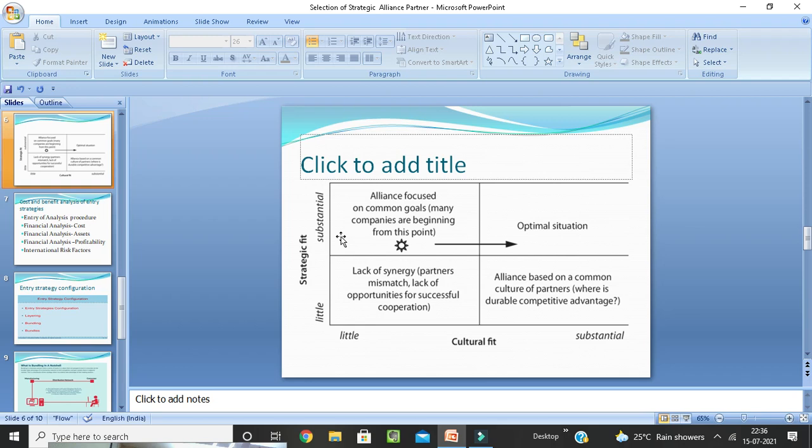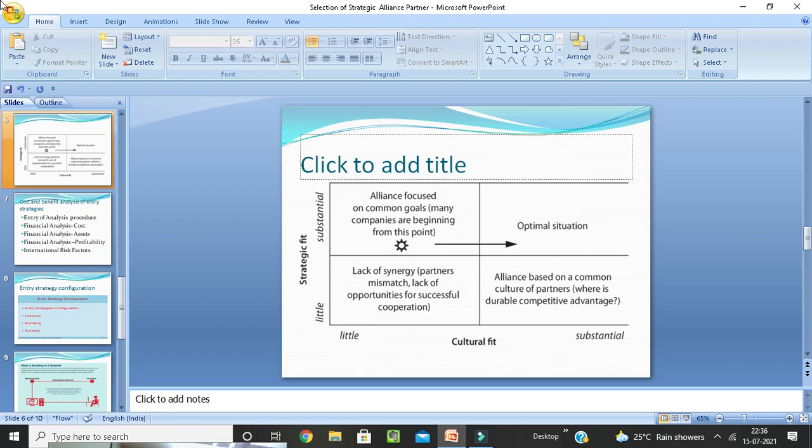Now, when we are having substantial strategic fit and substantial cultural fit, then what is happening? We'll get the optimal situation. If you are having only cultural fit substantial and strategic fit is little, then the alliance is based on common culture of partners where its durable competitive advantage will be questioned. It will be stopped only.